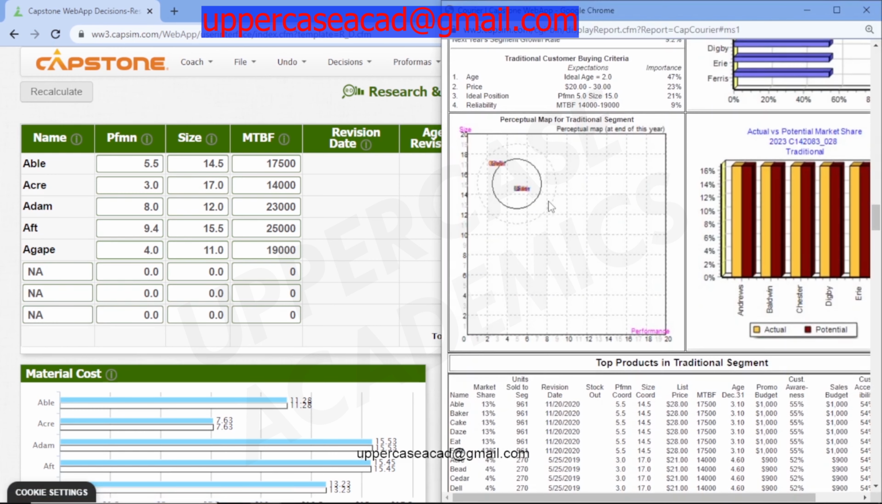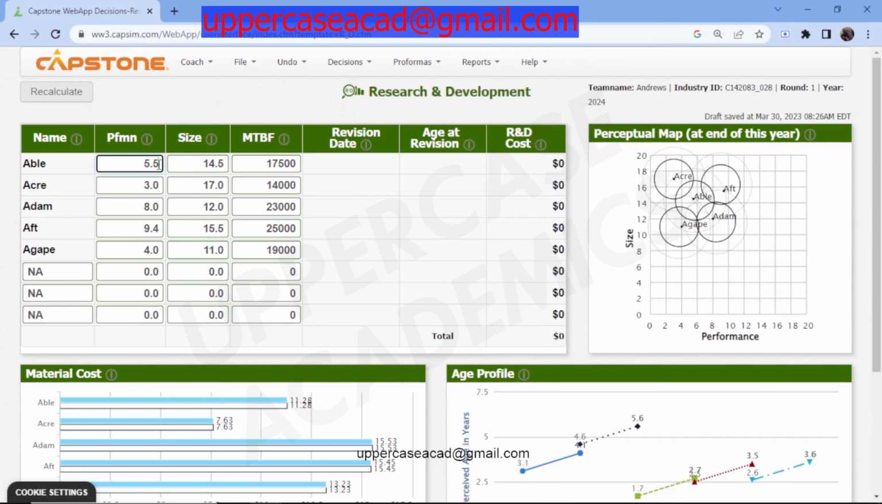So our first product is Able, and it is in the traditional market segment. If you look at the traditional customer buying criteria, age is more important with an importance of 47%, price 23%, ideal position is 21%, reliability is 9%. So we make decisions with the Able. I'll give it a performance of 6.0 and a size of 14.0. I'll not change my mean time before failure, or commonly known as the MTBF.